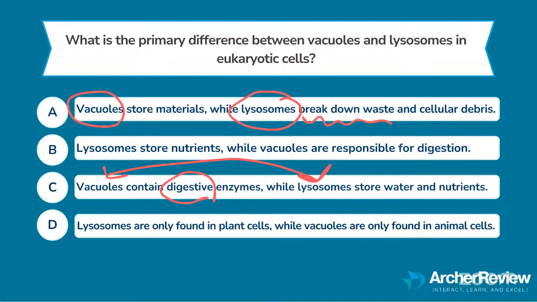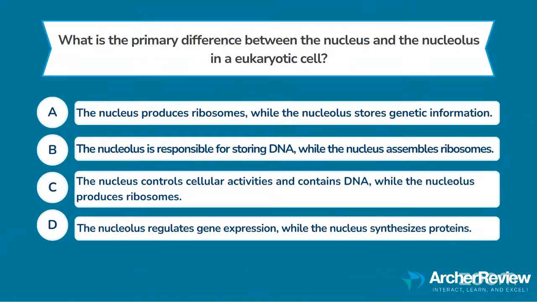And so someone's just double checking. Yes, the answer is A. A is our correct answer. All right, here's our next one. What is the primary difference between the nucleus and the nucleolus in a eukaryotic cell?